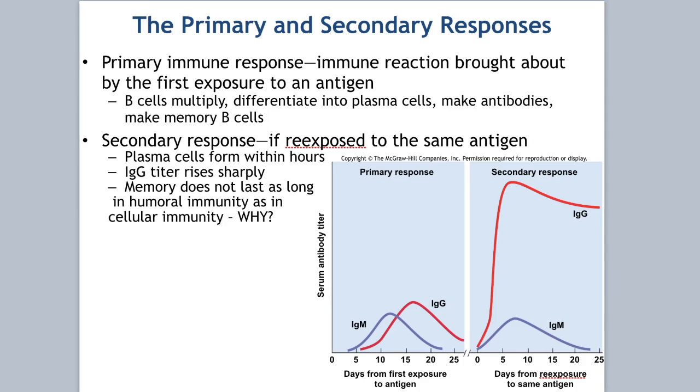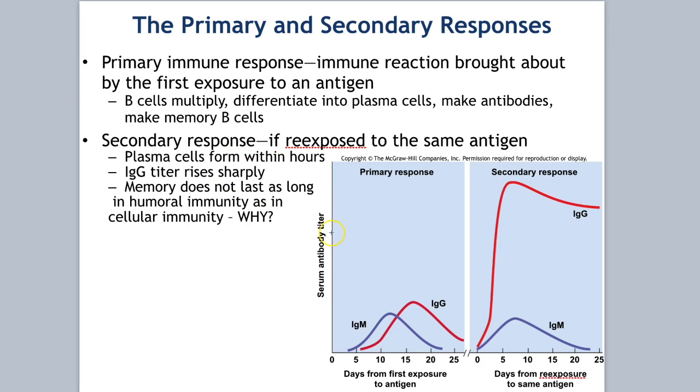Okay, so our last slide here is on our primary and secondary immune responses. First thing up here, our primary immune response is the immune reaction we have when we have our first exposure to an antigen. So this is the very first time we ever see this pathogen. In this primary immune response, our B cells are going to multiply and turn into plasma cells. Then the plasma cells will make antibodies, and we'll get some memory B cells as well.